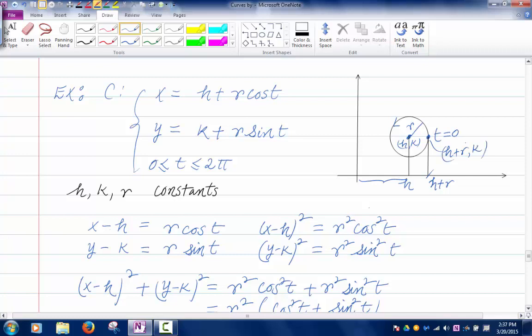Okay? Same way I can figure out what point I get when t is pi over 2. When t is pi over 2, you get the north pole again, right here. What's the x-coordinate? H. And what's the y-coordinate? K plus r. Very good. And so you can see you're going counterclockwise. At t equals pi, you'll be at the left-hand point. At 3 pi over 2, you'll be at the south pole, and then at 2 pi, you come back to the same point. Right? Okay.